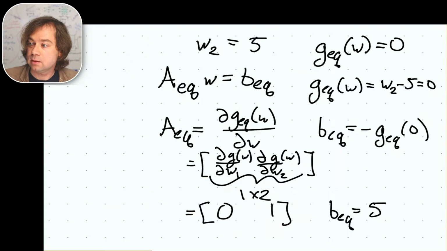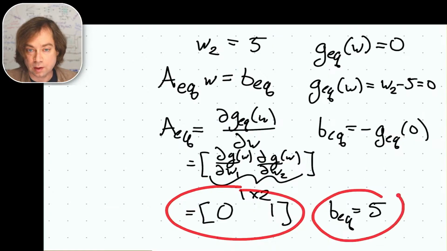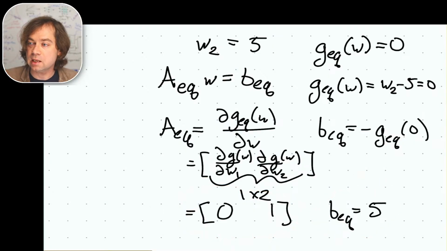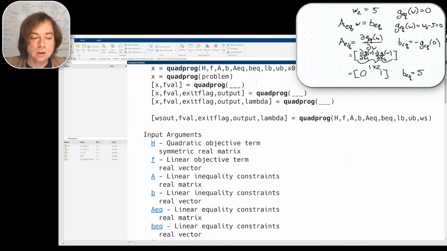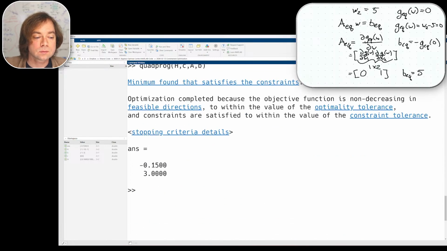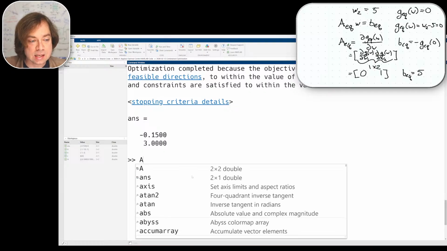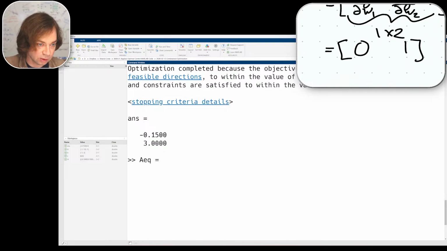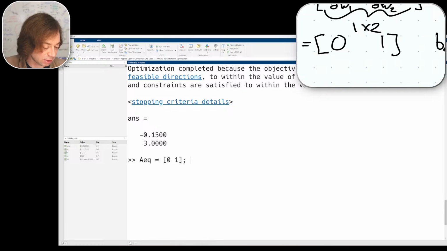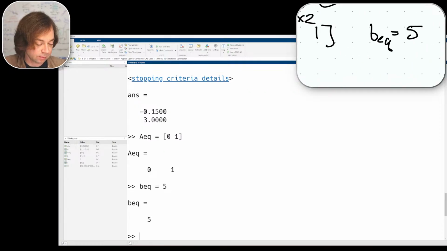So if we added this AEQ here and BEQ there, this should guarantee that the result will have the second decision variable, W2, equal 5 in the optimization. Let's go back to the optimization here. Okay, so we're going to set AEQ equal to 0 and 1, as a row vector, so a 1 by 2 matrix, I should say. And let's say that BEQ is just the number 5, right? That's what that is right there.